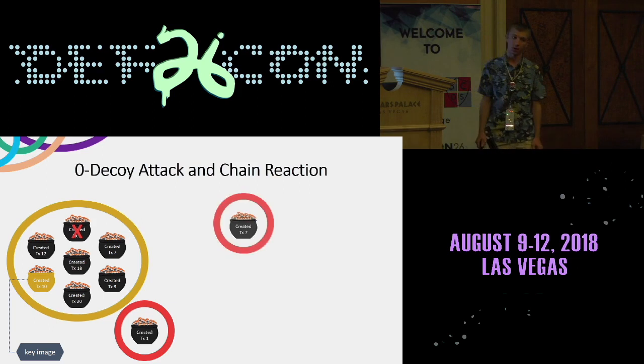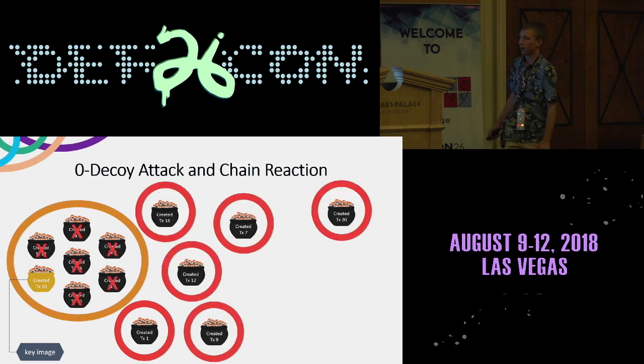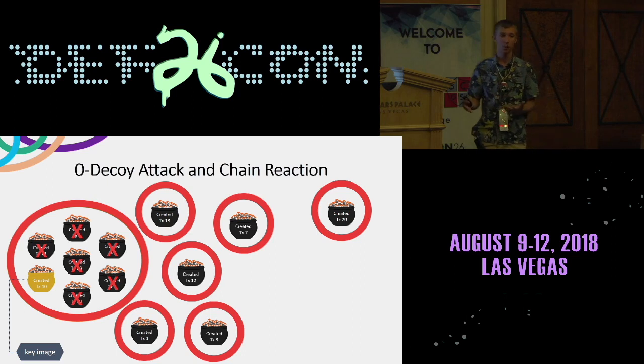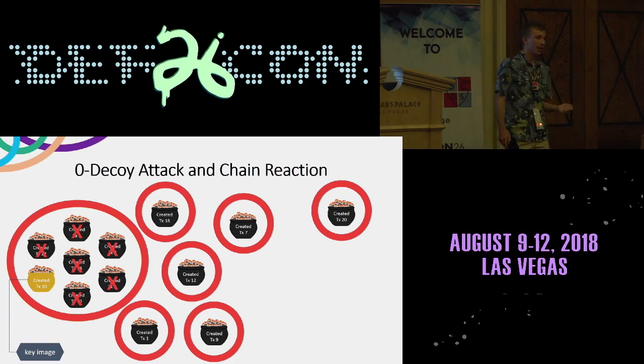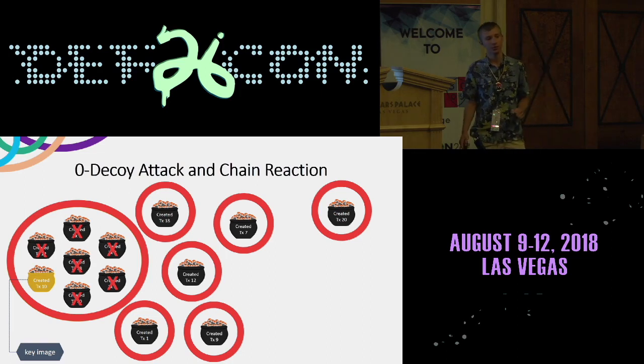And if you repeat this process for the other 6 outputs, you then are able to determine, okay, well, now that you know that none of the other decoys are the real one, you know that they are actually decoys, you're able to know that the output that you sent in the transaction, the real money you spent, was actually spent in this ring. And this is where the chain reaction effect comes in.